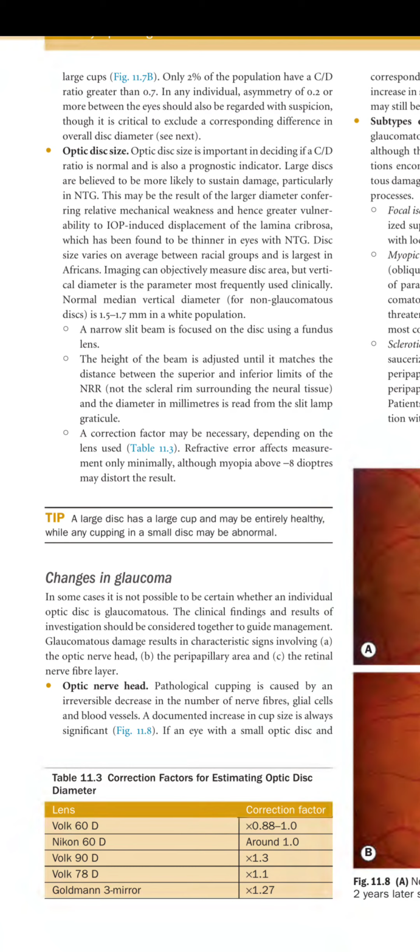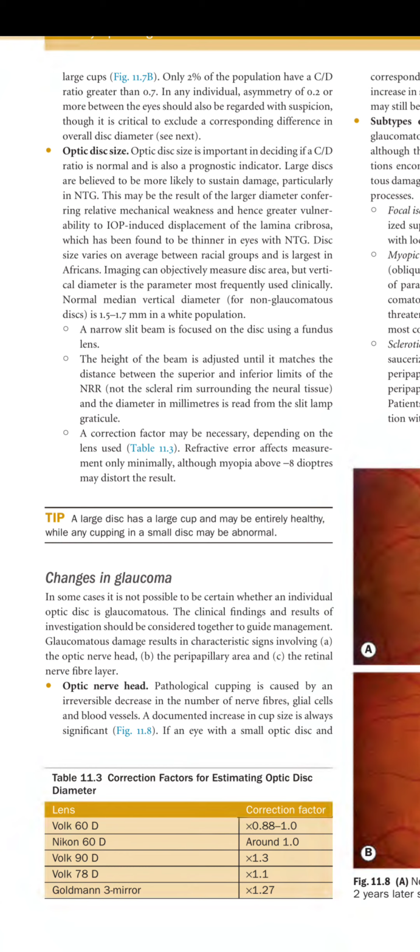Kanski lecture series part 4, and in this part we are going to discuss the changes in glaucoma. In some cases it is not possible to be certain whether an individual optic disc is glaucomatous. The clinical findings and the result of investigations should be considered together to guide management. Glaucomatous damage results in a characteristic sign involving the optic nerve head, peripapillary area and the retinal nerve fiber layer.